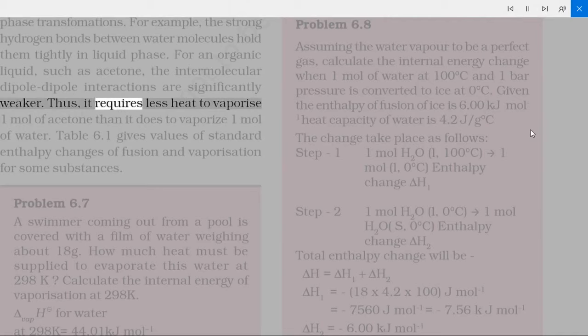Thus, it requires less heat to vaporize 1 mole of acetone than it does to vaporize 1 mole of water. Table 6.1 gives values of standard enthalpy changes of fusion and vaporization for some substances. Problem 6.7: A swimmer coming out from a pool is covered with a film of water weighing about 18 g.